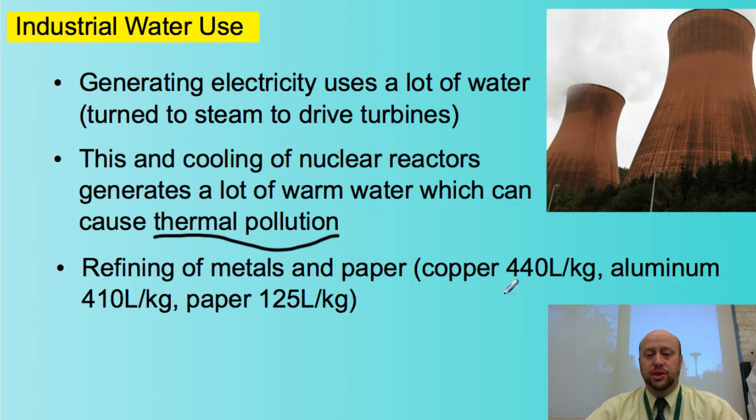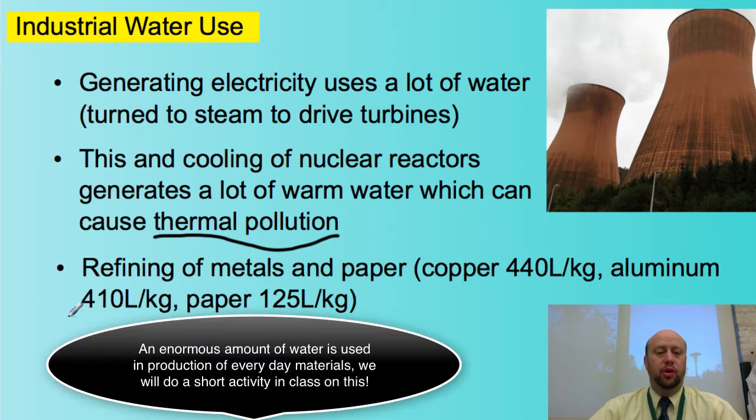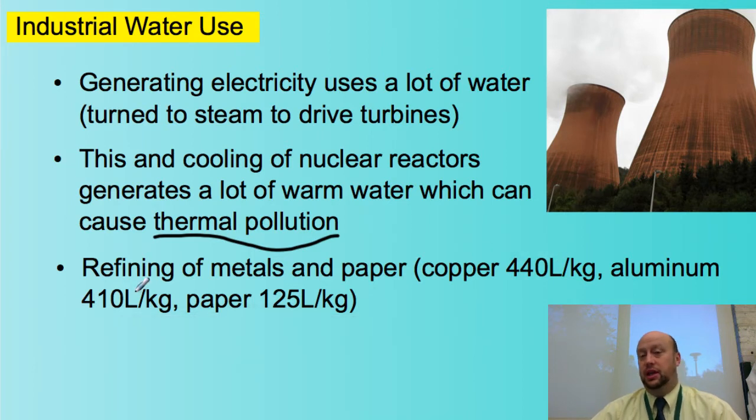So I just put a couple of quick examples up here, like refining of metals. You see here that copper and aluminum both require over 400 liters to manufacture 1 kilogram. Okay, to put that in a gallon perspective, a gallon is about 4 liters. And so that means that it's over 100 gallons of water to manufacture each of these two. And these are by far not the exceptions. This is just sort of the norm.